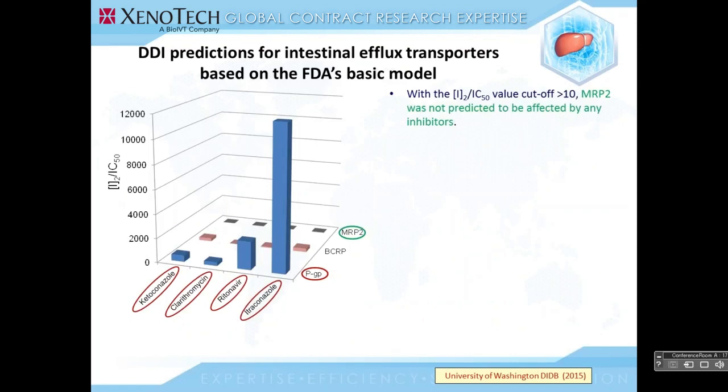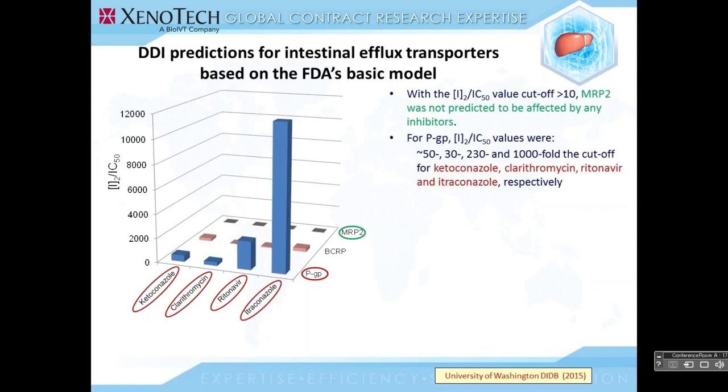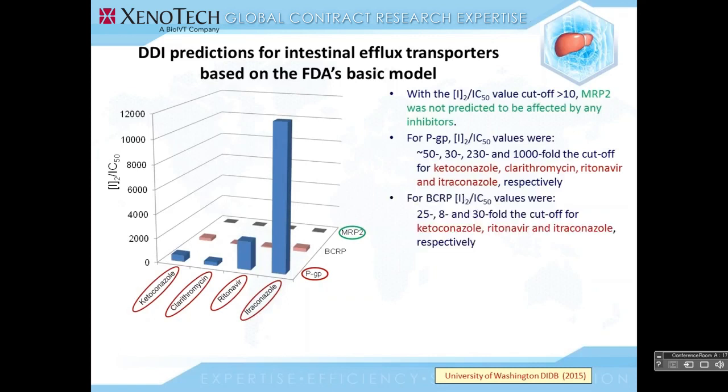Again, the three transporters we're most interested in for intestinal efflux are PGP, BCRP, and MRP2. We see again that MRP2 was not predicted to be affected by any of the inhibitors, as we saw no inhibition of that transporter by any of the compounds. On the other hand, for PGP, we see that our I2 over IC50 values can range anywhere from 30 to 1,000-fold the cutoff value for all four compounds that we're testing. Furthermore, for BCRP, the I2 over IC50 values range from 8 to 30-fold the cutoff value for ketoconazole, ritonavir, and itraconazole, indicating we have some clinically relevant interaction that potentially could occur there. We see that clarithromycin was not predicted to inhibit intestinal BCRP.